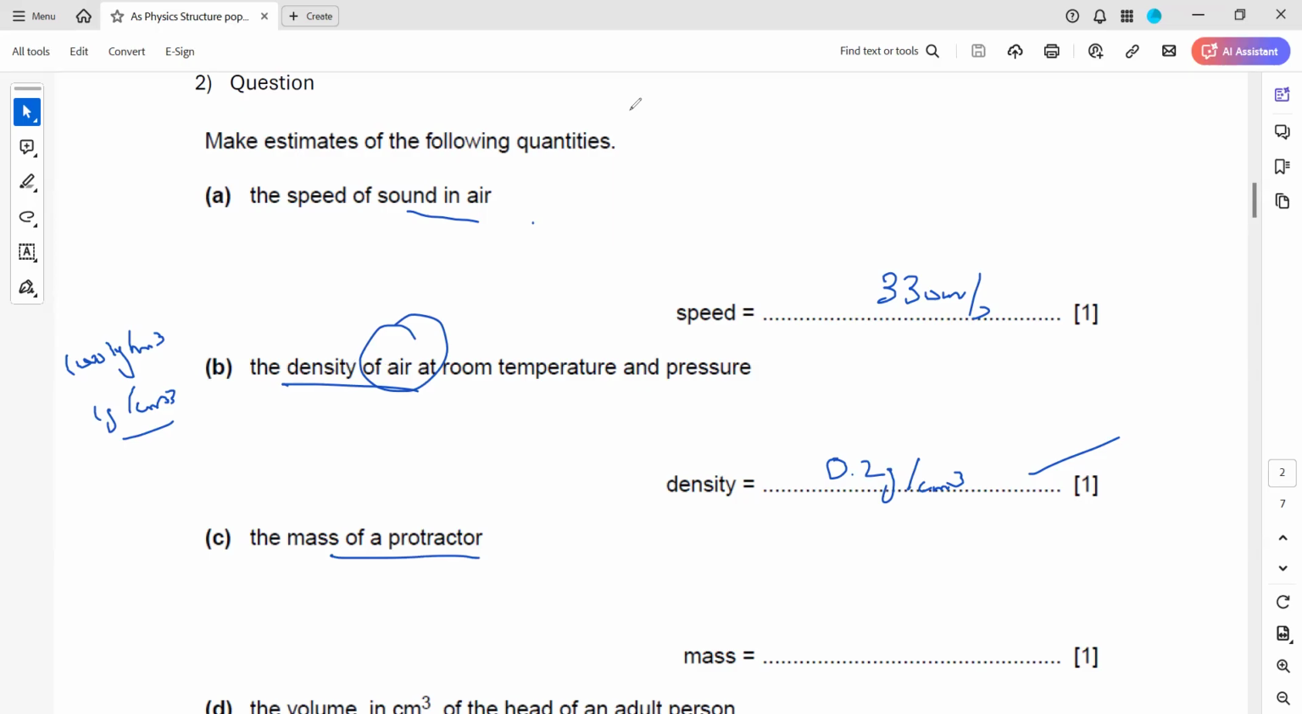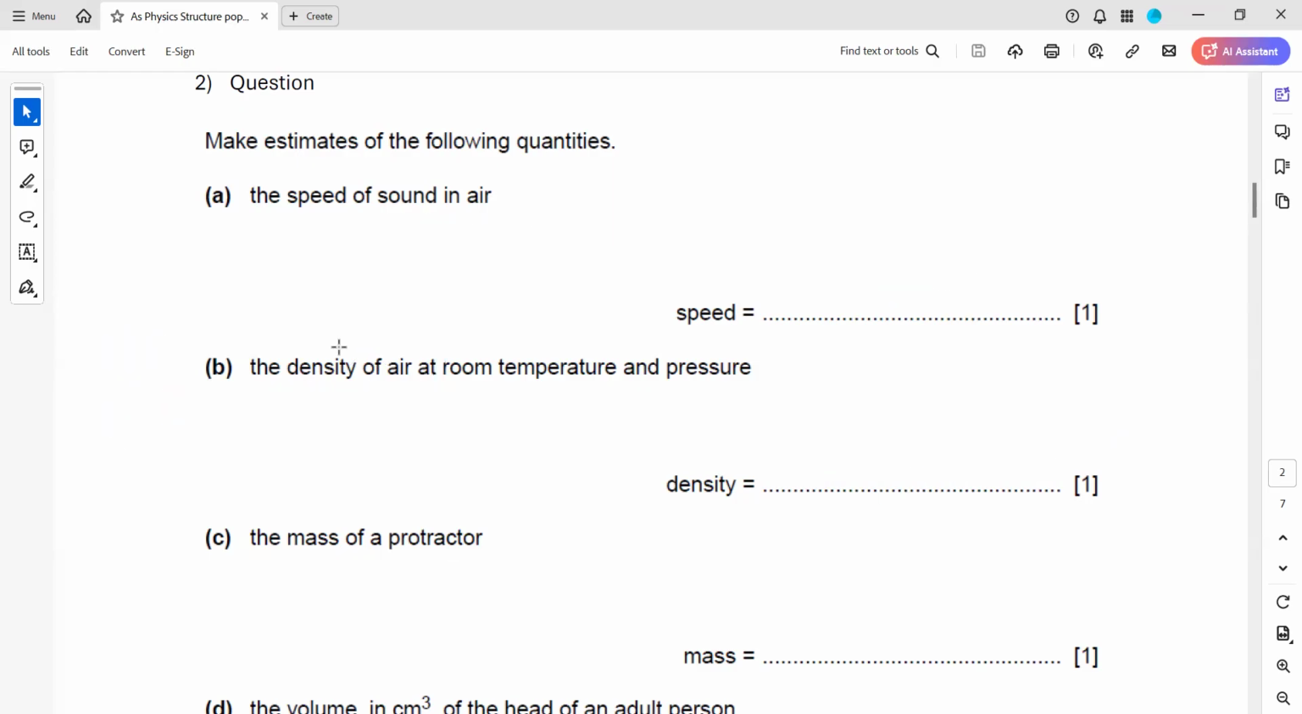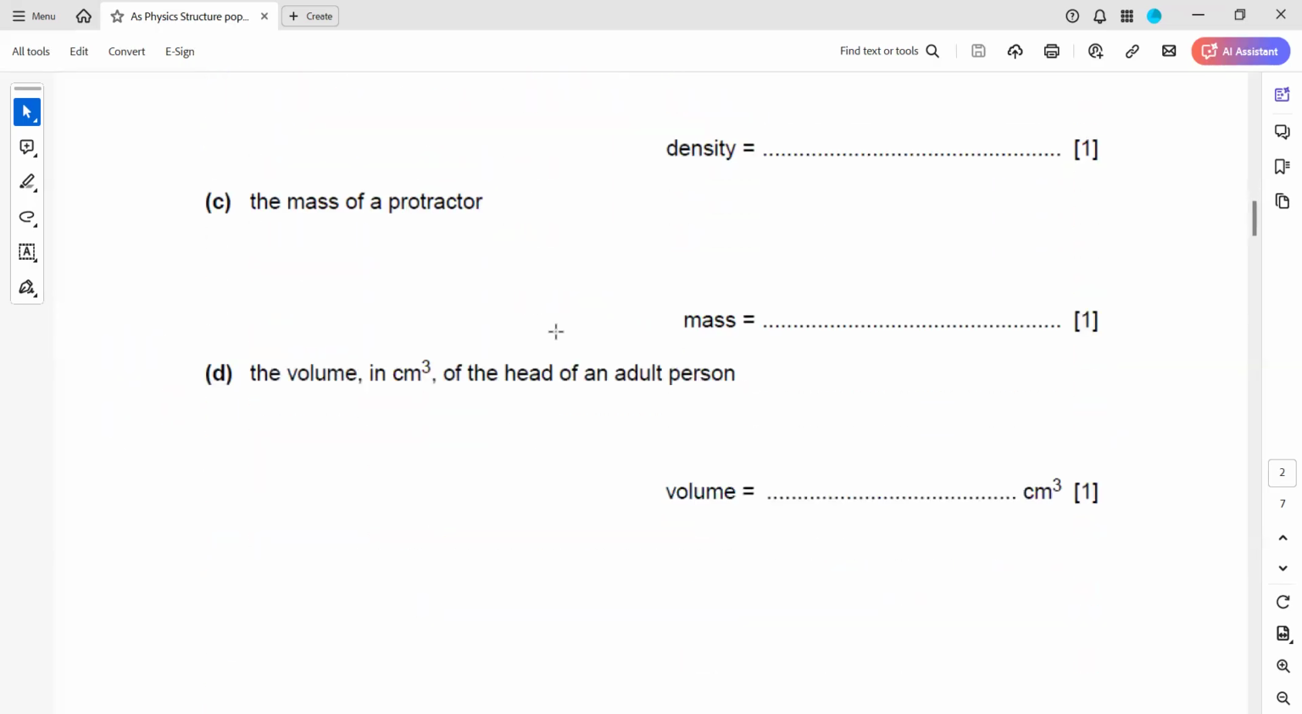Mass of a protractor. Mass of a protractor is an estimation. If you hold your protractor, you find it is very light. So you can write 3 grams, 5 grams. 100 gram is actually the mass of the meter rule which we use. The wooden meter rule which we use in our lab has a mass of 100 gram. So the protractor is much lighter than that. So your value should not be like 100, 200. It should be less than that.